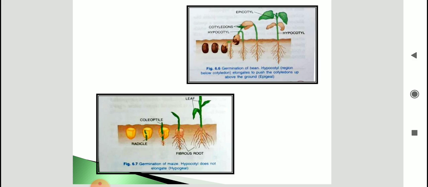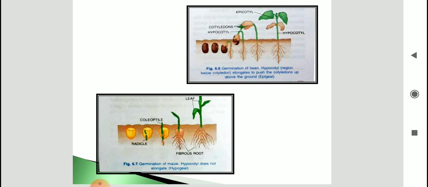Cotyledons are lifted above the ground. You can see that in the fourth and fifth sequential diagram. Okay. Now these cotyledons give rise to the cotyledonary leaves. All right. After some time, these cotyledonary leaves will shrivel and will be shed by the plant, and young leaves will unfold and they will take up the activity of preparation of food.